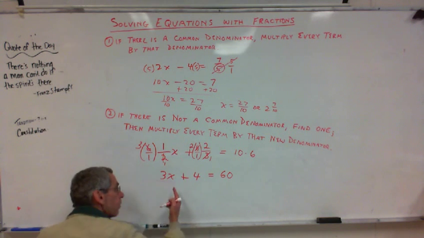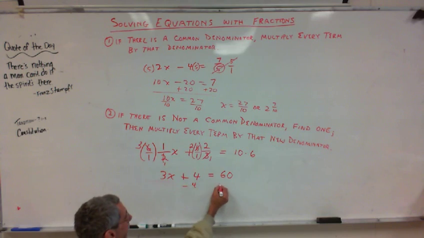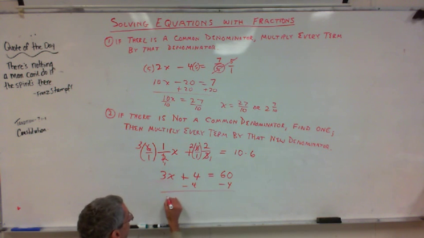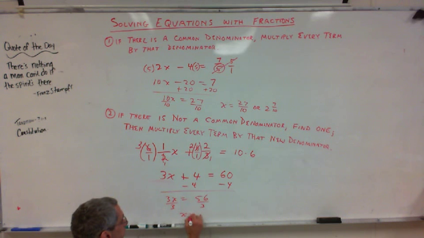So what do I do now? Well, what's the next step? Subtract 4. I've got 3x is equal to 56. It doesn't go in evenly, so it doesn't matter. Divide by 3, divide by 3. X is equal to 56 thirds. That's fine for now.